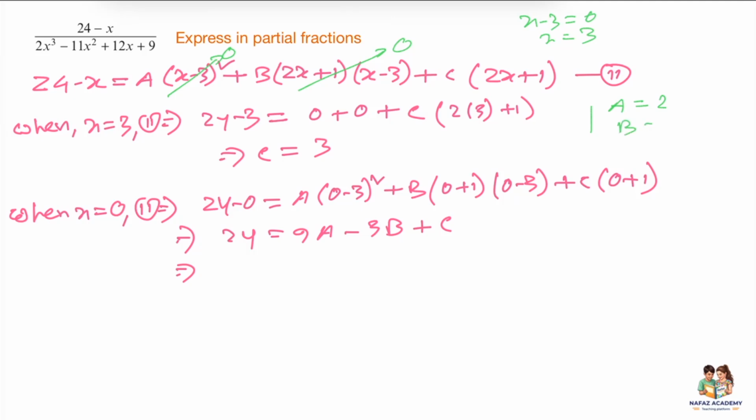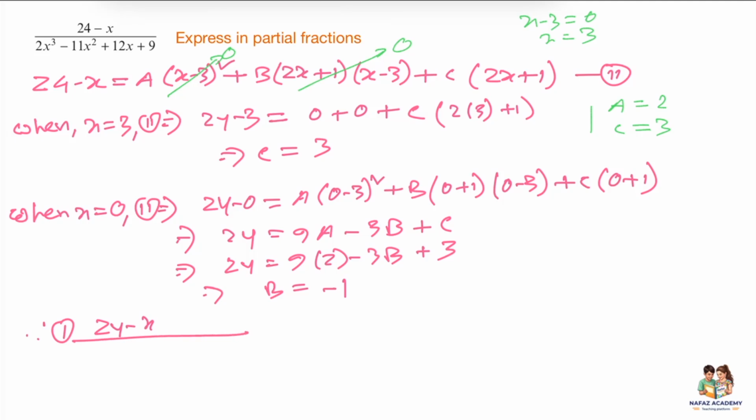What is the value of A? Remember, it is 2 and C equals 3. Put the value of A and C in the expression to find out the value of B. It is so much easy. B equals, what is the result? It is minus 1. So substitute all the values A, B, C in equation 1.